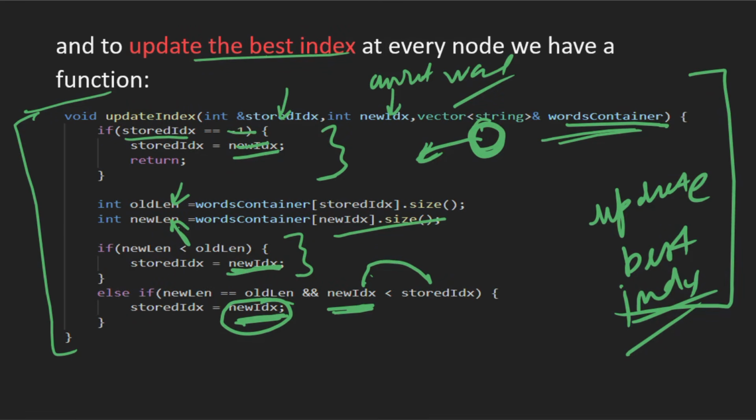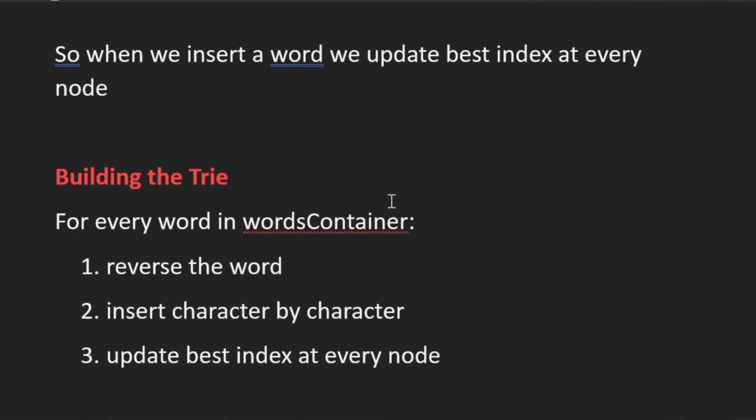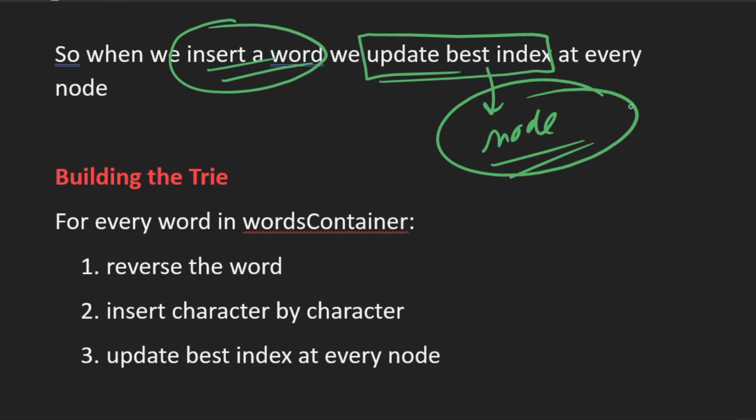We are comparing not the stored indexes, we are comparing which string is appearing first in the string array, right? And we are giving priority to that. So we have seen the update function and how it works, right? So next, whenever we insert a word, we update our best index at every node, right? At every node we update our best index as per the new word that we are inserting, right?